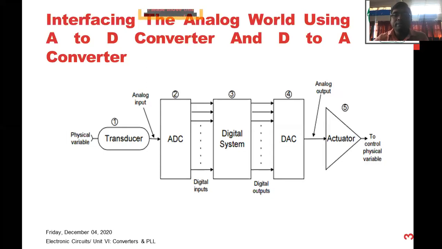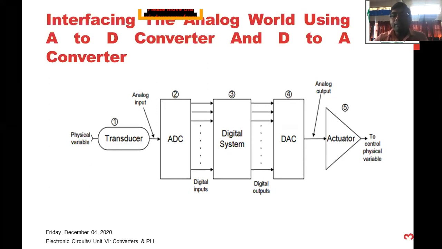The ADC converts this analog data into the corresponding digital data. It also converts the serial information to parallel information. The output of the ADC is a digital signal, and this digital signal is given to some digital system, maybe an LCD display or LED display, or it may be used to switch on and off some switching applications. Any kind of digital system can be there.